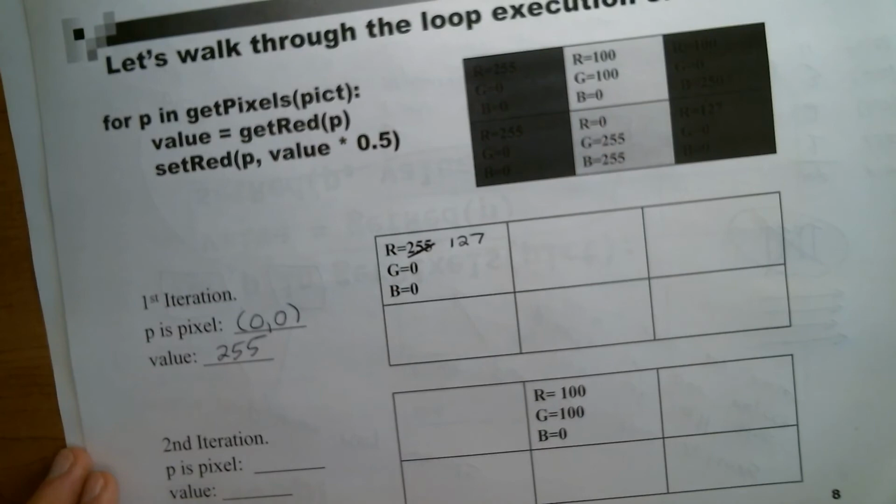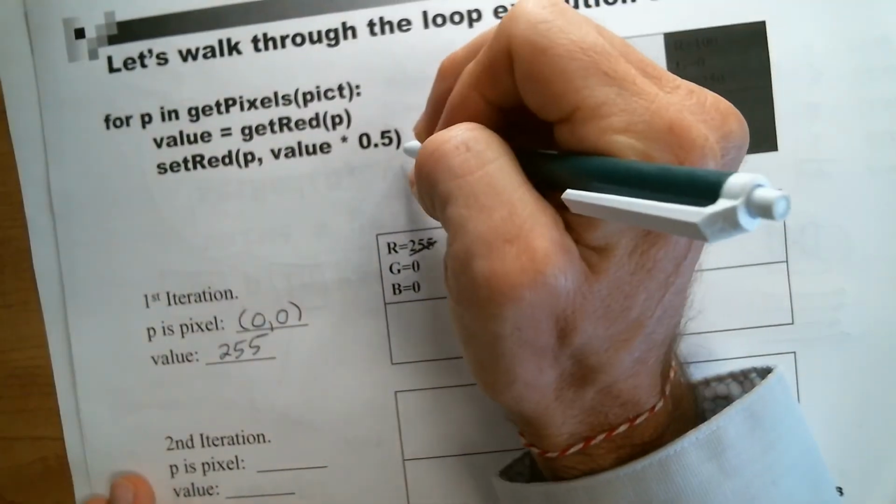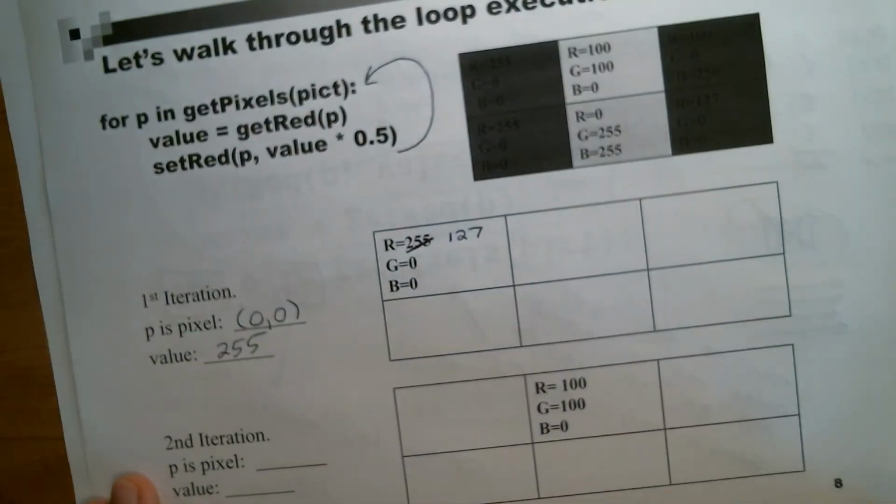127. Now you might be saying, isn't it 127.5? Colors are going to be integers, so any decimals are just truncated. They're not rounded, they're truncated, which just means that they're cut off, so it would give you a 127 there. It would not round up to 128. The 0.5 just disappears, and it's left as 127. So that would be the first time through the loop. Once this line is finished, it loops back up, and then we go to the second iteration.